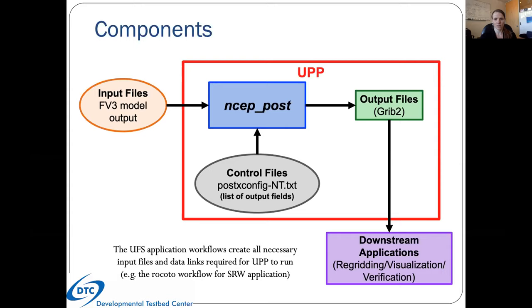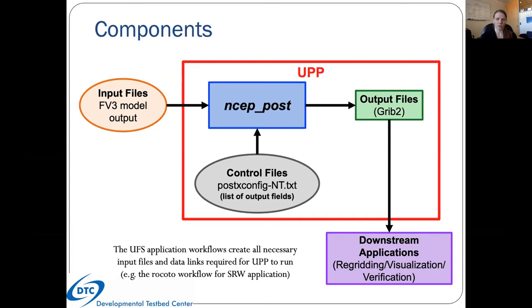And then it also uses a control file. This is called the postxconfig, and it is a text file. This lists all of the output fields that the user wants output in the UPP. And so you run the UPP, and your output files will be in a GRIB2 format. And with these GRIB2 files, you can do a variety of downstream applications, for example, regridding, visualization, or verification.